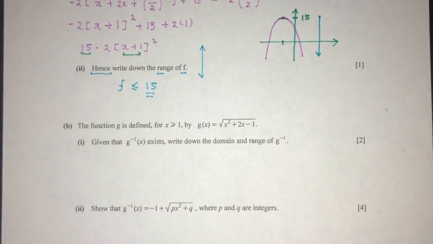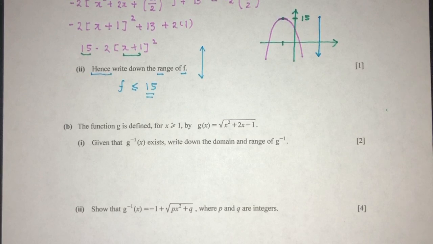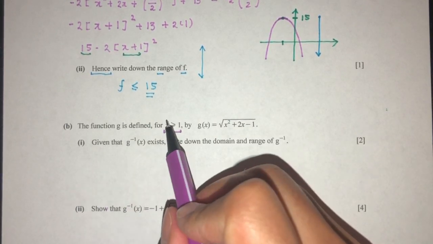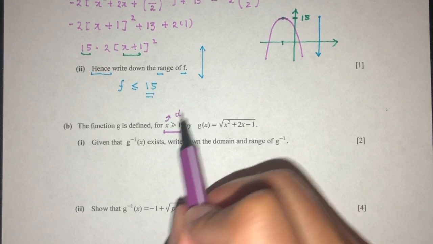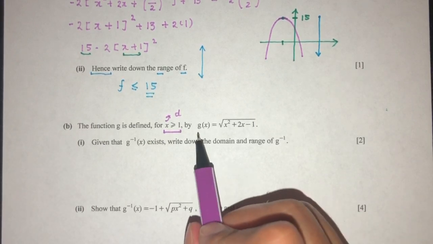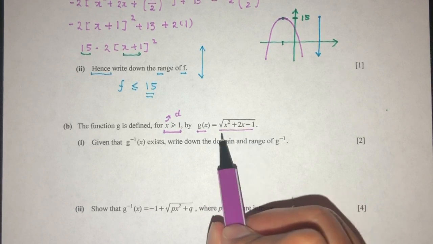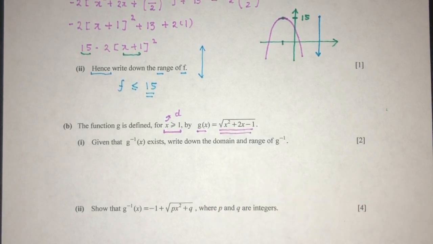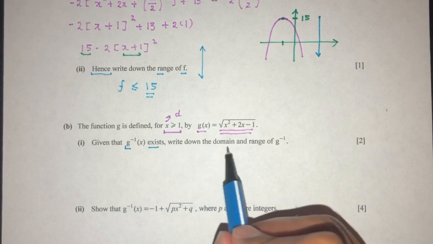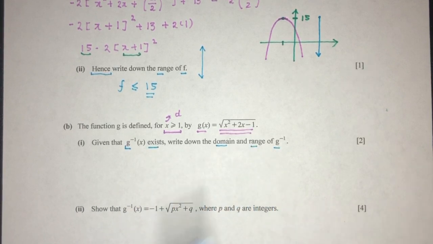Now for part B, let's move on. The function g is defined for x is more than 1. Again, x is the domain of g. So we have to know whenever your function is defined by something x, it will be the domain of that function. Now g of x is given to you by this one. Now part 1, we know that g inverse of x exists. We have to write down the domain and range of g inverse.